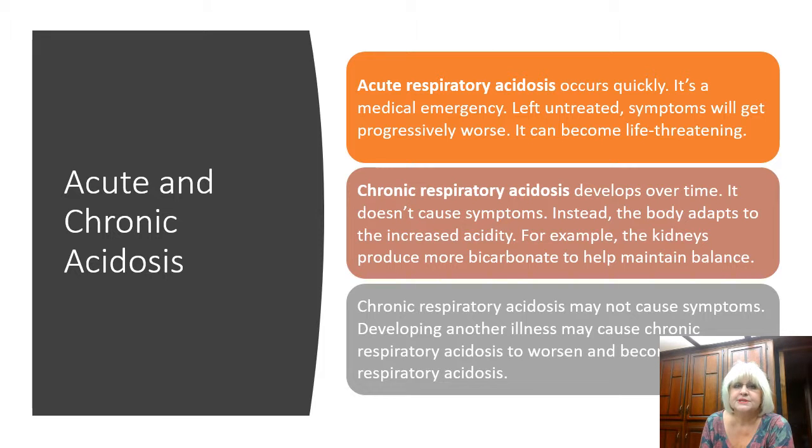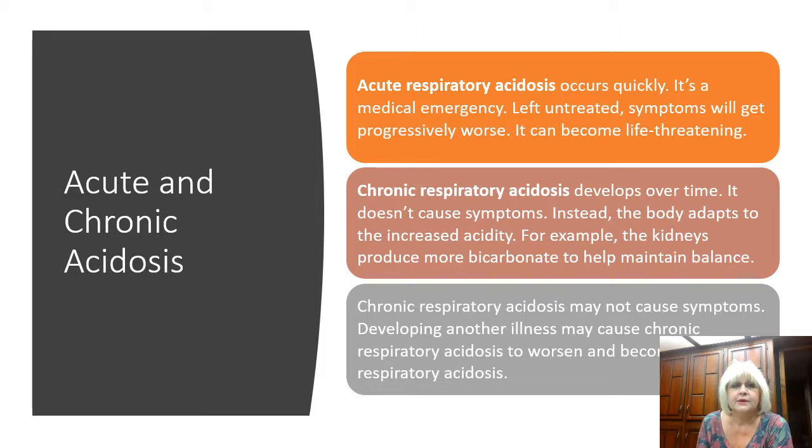So there are two kinds of respiratory acidosis. There is acute and chronic. The acute happens very quickly and it is a medical emergency. If this is left without treatment, the patient will continue to get worse and worse. It can literally threaten the life of the patient without treatment, and it could result in death.